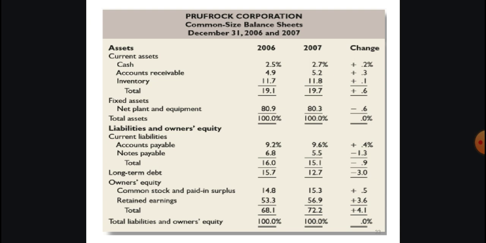In the same way, we compute this, and net plant and equipment is negative 0.6%, which is a decrease in plant assets, which are fixed assets, maybe because of depreciation. In the same way, the liabilities and the shareholders' equity could be computed accordingly. Accounts payable is 9.2% of total liabilities and shareholders' equity in 2006, and 9.6% of the 100%, which is total liabilities and owners' equity, in 2007. So again, the difference is positive, and so forth.